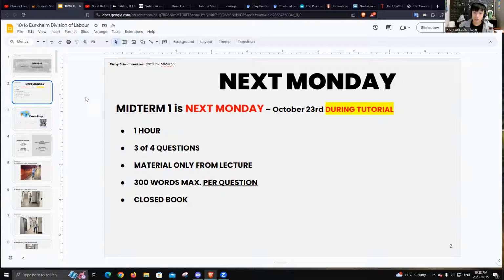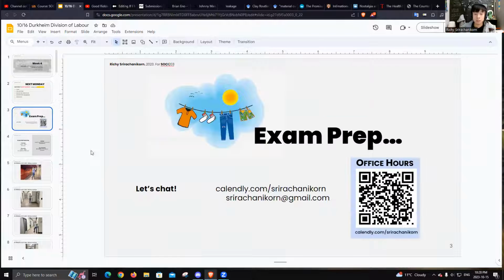Out of 4 questions, you're going to answer 3, most of which you will draw from the lecture. With the only exception of Dr. Simon's question on interactionist sociology, you will draw from the lecture in the afternoon, right? So not the tutorial, not the reading, but from what the professor giving the lecture that afternoon says, right? 300 words max per question. So keep it within that confinement, and it's closed book. So there's no outside source to help, yes?